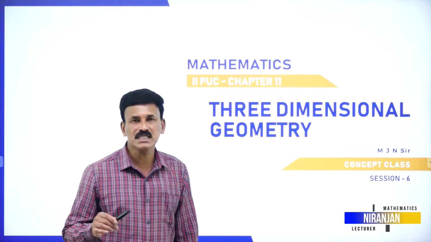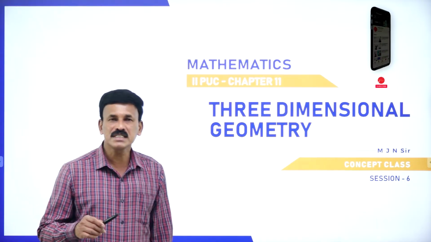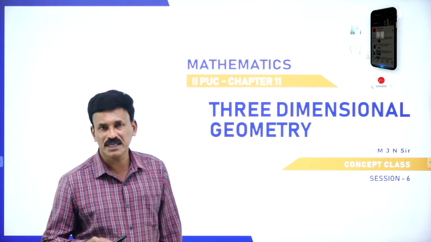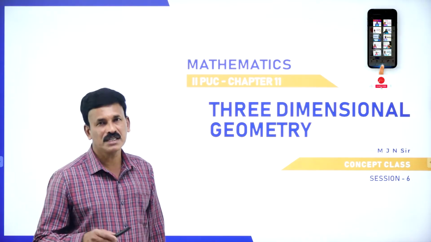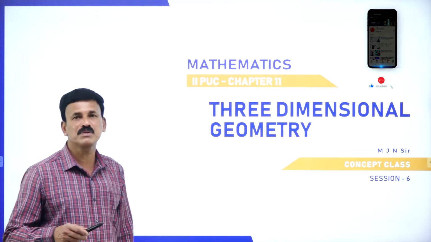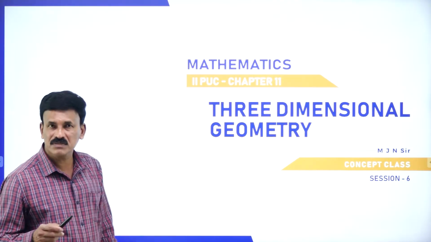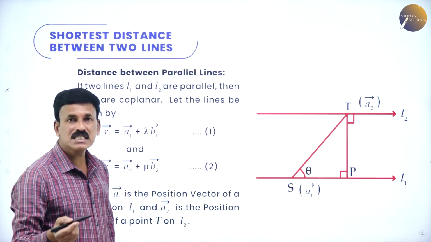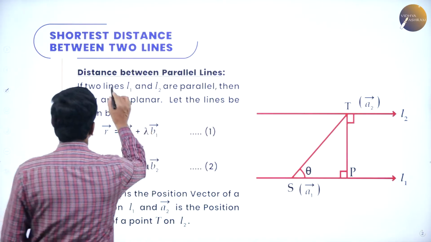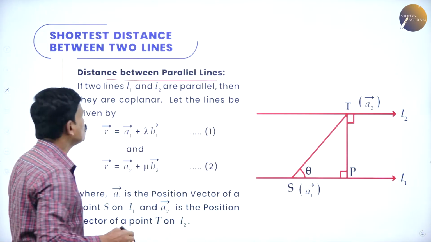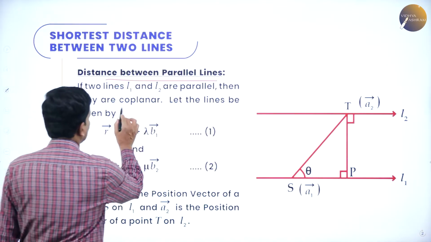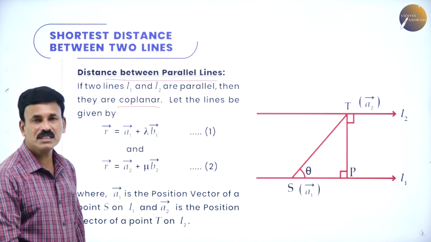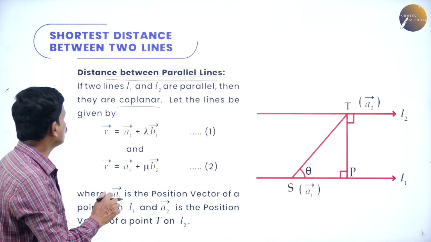In my previous class, we discussed the distance between two skew lines. In this session, I am going to discuss the derivation and the problems to find the distance between two parallel lines. This is a very important concept. To find the distance between two parallel lines: if two lines L1 and L2 are parallel, then they are coplanar.